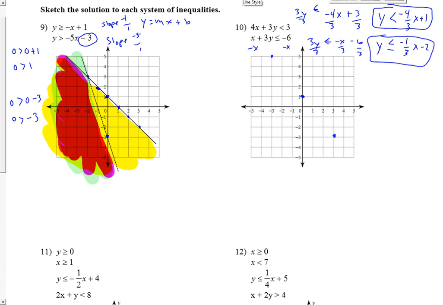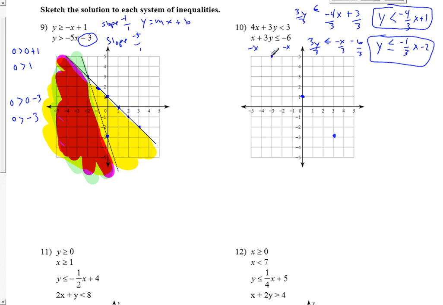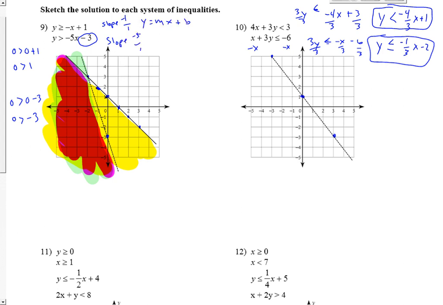And when I go over and do this line, I'm going to make sure I have a dotted line. And there's my line there. And now I have to shade. Let's go with a light green.